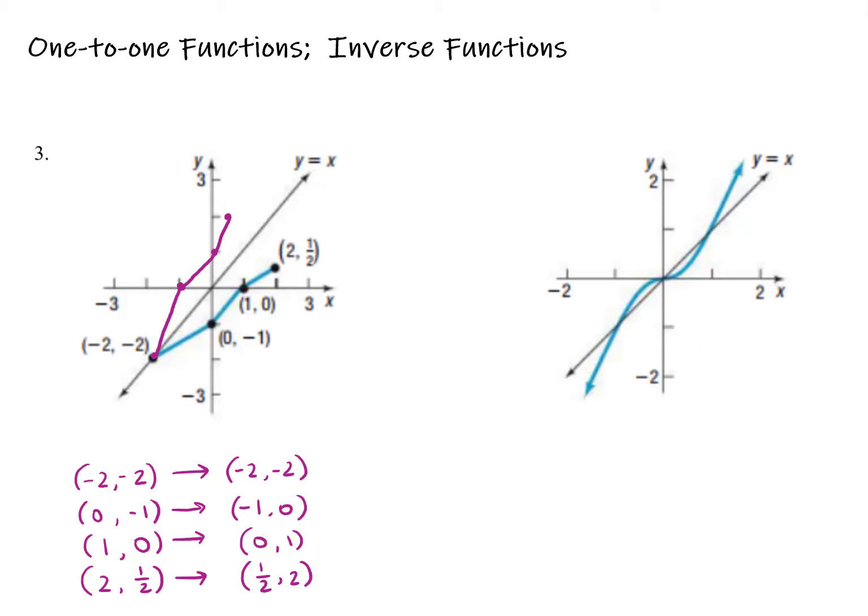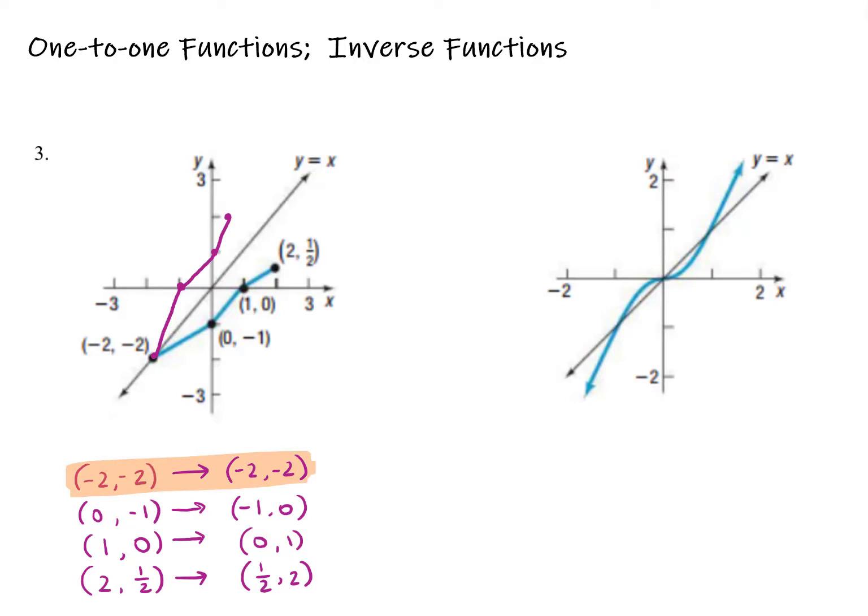Let's go ahead and do the second one. We actually don't have very many points given to us for the second function, but we do know that it goes through the points 0, 0, 1, 1, and -1, -1. And any point that falls along the line y equals x has the same coordinates whether or not it gets switched.